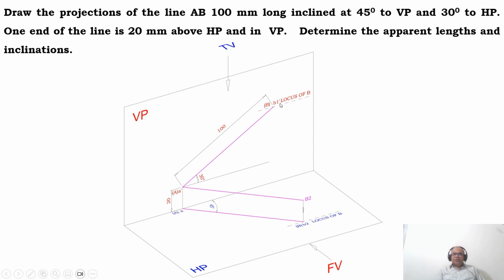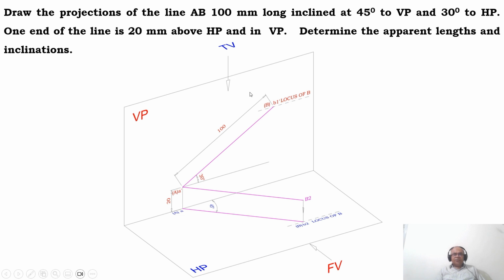Because in this position we will be able to get the front view of the point B dash, and in this line you are going to get the top view point of B. Since it is capital AB, and the line is parallel to HP, you can see the true length in HP. So you can see capital A and capital B in the top view.